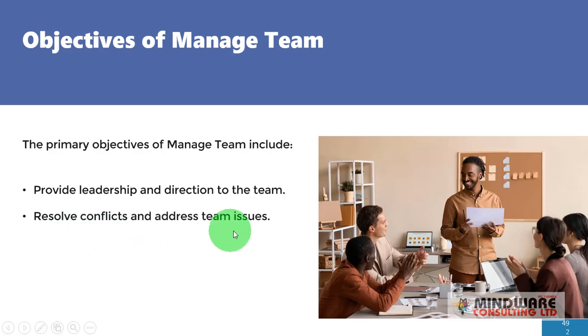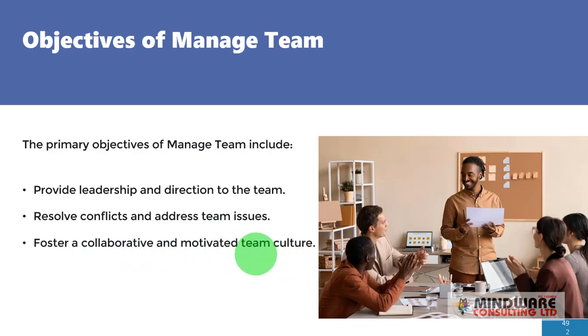Resolve conflicts and address team issues. Conflicts are going to always arise. You're going to have issues within the team from time to time. So the ability to be able to resolve those conflicts and address those issues is very, very key to successful project execution. Foster a collaborative and motivated team culture. So these are the objectives that you should have in perspective for this particular sub-process.